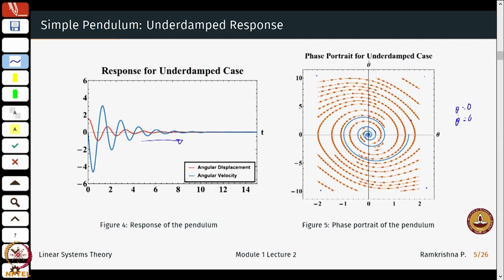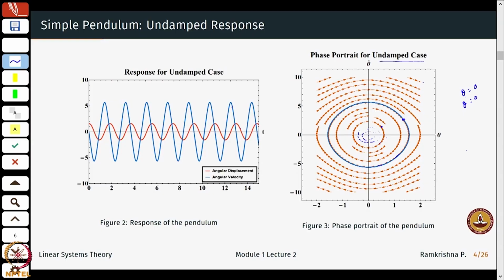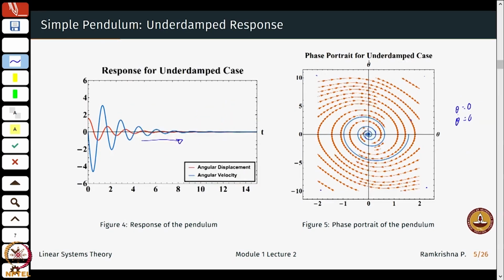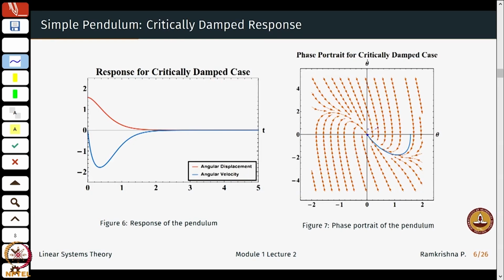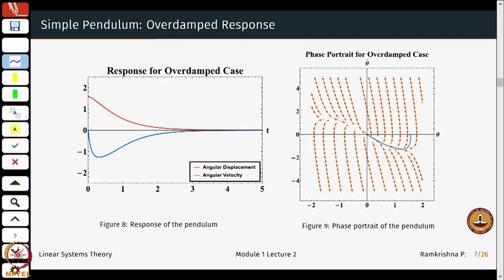What happens in the undamped case? I am just revolving around the equilibrium point in some constant orbits or closed orbits. A similar case happens even if I have an overdamped case, just that my response will be slower. So if I start from here, again I am pulled back to the origin.